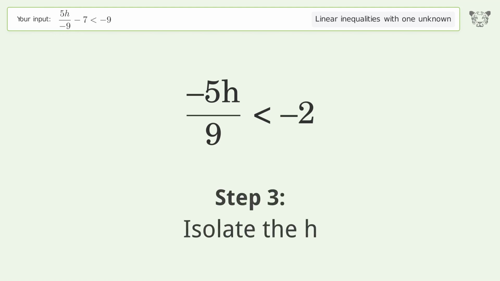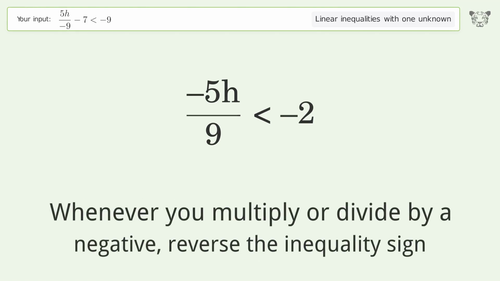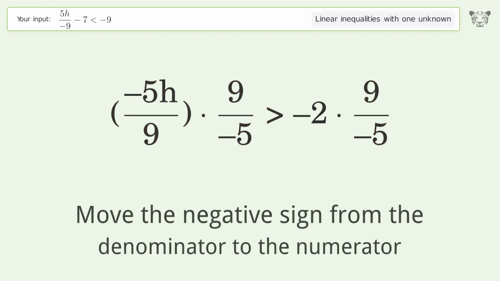Isolate the h. Multiply both sides by inverse fraction 9 over -5. Whenever you multiply or divide by a negative, reverse the inequality sign. Move the negative sign from the denominator to the numerator.